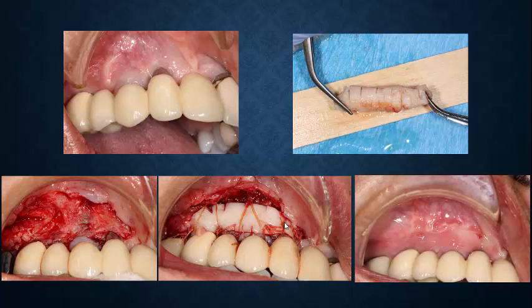This is after 1 year healing time. We can see there is a mucogingival junction. We have a good band of attached tissue. Now the patient is able to brush the area, and also we can see that we achieved some root coverage with the free gingival graft.